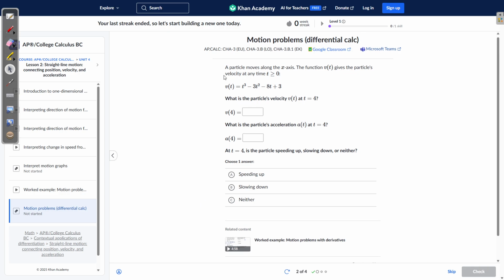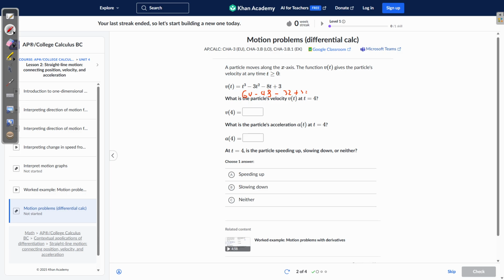So next question. A particle moves along the x-axis. It gives us the velocity, and now it asks us to find the velocity at time t equals 4. Since it gives us velocity, that's pretty simple. So 4 times 4 cubed is 64, minus 3 times 4 squared, which is 16, so that's 48, minus 8 times 4, which is 32, and then plus 3.